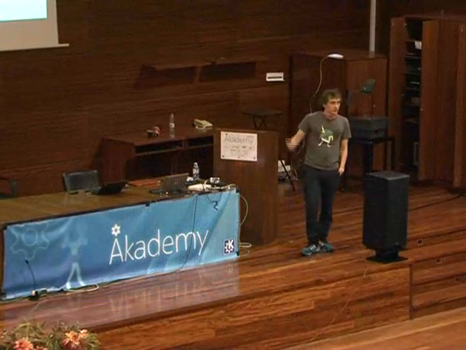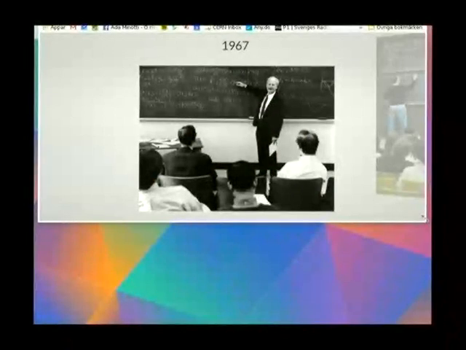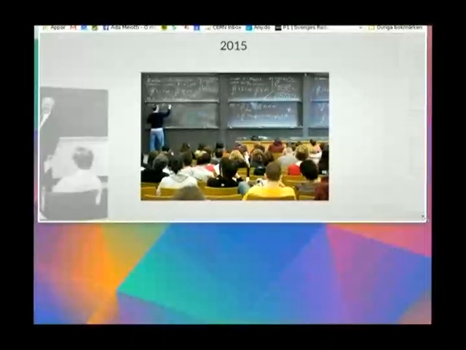This is a picture of MIT from 1967. It's a physics class. This is a picture of 2015. Can anybody tell me what changed? That was correct. So I think we can do better in 2015 than just adding more blackboards to our classrooms.